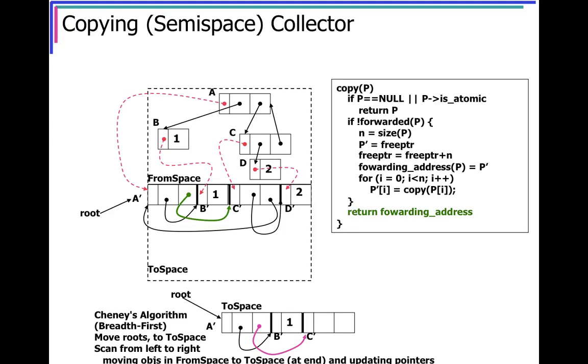In this algorithm, we are performing a depth-first traversal and copying the children in depth-first order. We could have done it in breadth first order. Another name for the breadth first algorithm is Cheney's algorithm. In this case, we move the roots to the to space. We then scan from left to right, moving objects in the from space to the to space and updating the pointers. You need to be able to show how the algorithms for depth first traversal and breadth first traversal work in a copy collector for a flip.